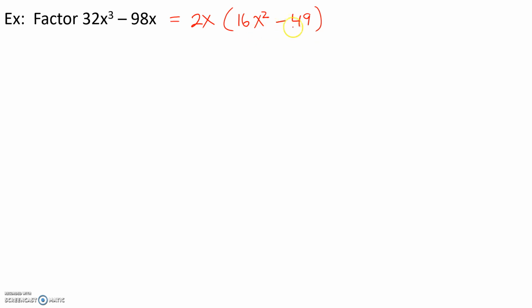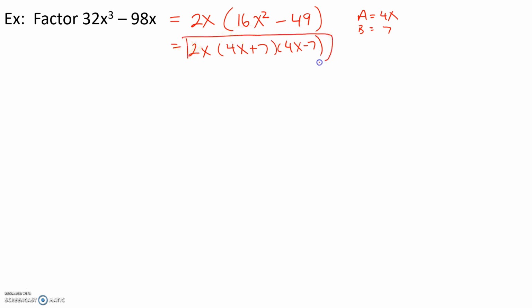This is a squared minus b squared. This is a difference of two squares. So the a value is the square root of 16x squared, which is 4x, and the b value is the square root of 49, which is 7. So according to our formula, this will equal 4x plus 7 times 4x minus 7. And I will leave you to check this, multiply this to verify that it does give you the original expression.